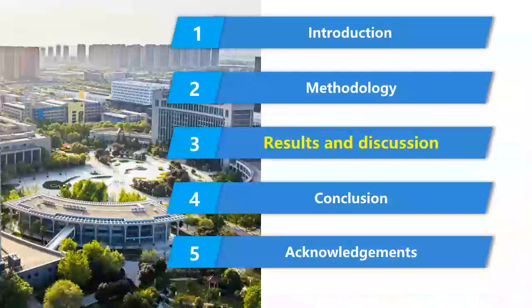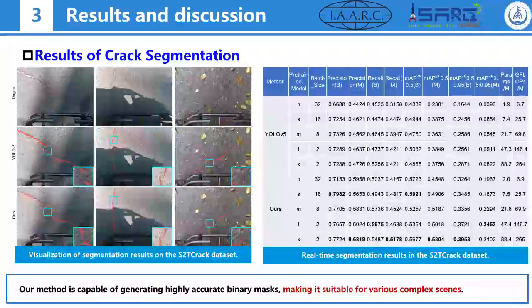Section 3. Results and discussion. Results of crack segmentation. From this figure, it describes the visualization of segmentation results on the S2T crack datasets. Our method effectively generates masks that appropriately cover the target cracks, thanks to the utilization of SA and CA to further enhance the performance. FT modules are integrated to fuse crack features. Our method is capable of generating highly accurate binary masks, making it suitable for various complex scenes.